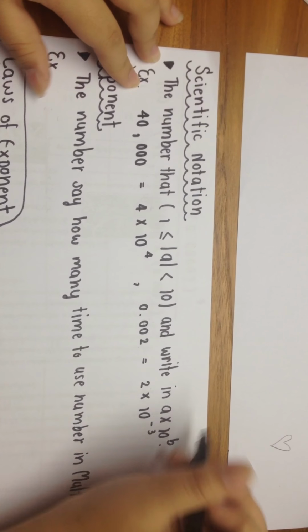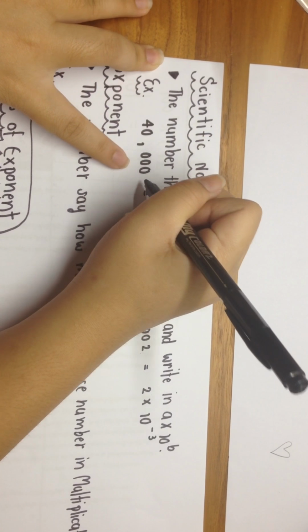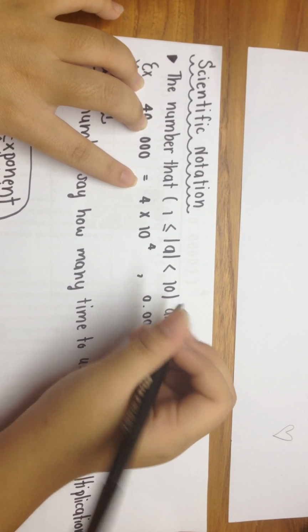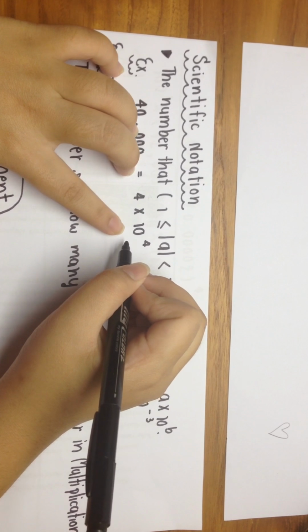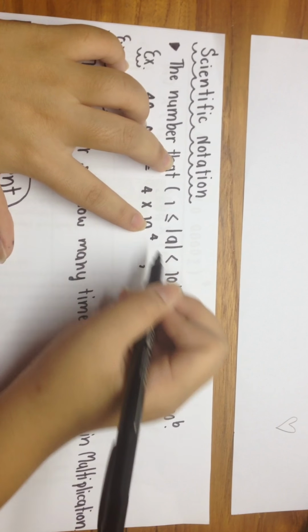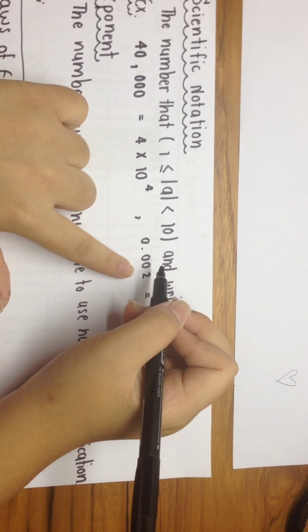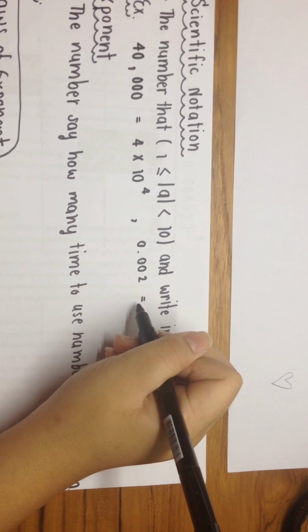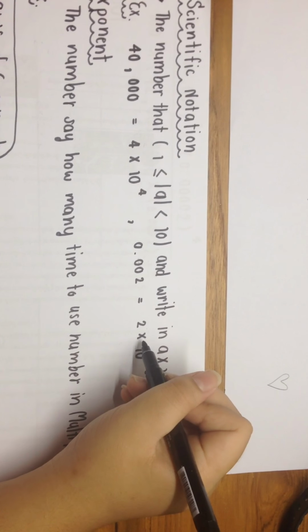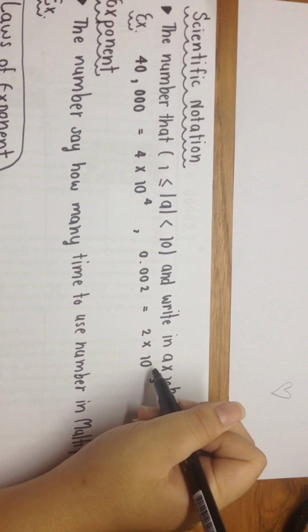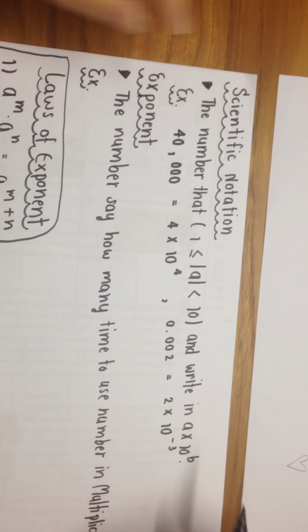For example, 40,000 is equal to 4 times 10 to the power of 4, and 0.002 is equal to 2 times 10 to the power of minus 3.